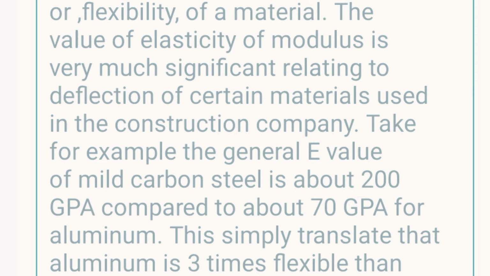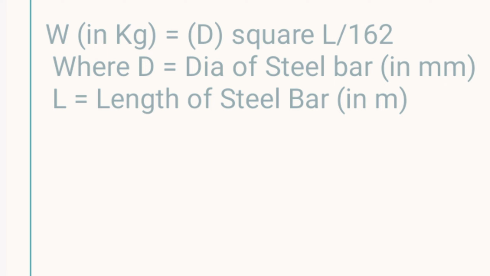Next question: what do you know about TMT? It stands for thermomechanically treated. It has high strength and high corrosion resistance to the exposed environment. Next question: what is the formula for weight of steel? Weight of steel in kg equals D squared multiplied by L divided by 162. D means diameter of steel bar in mm, millimeter, and L is length of steel bar in meter.